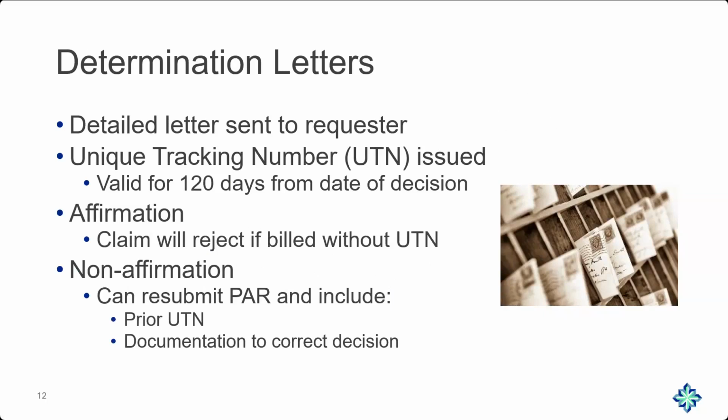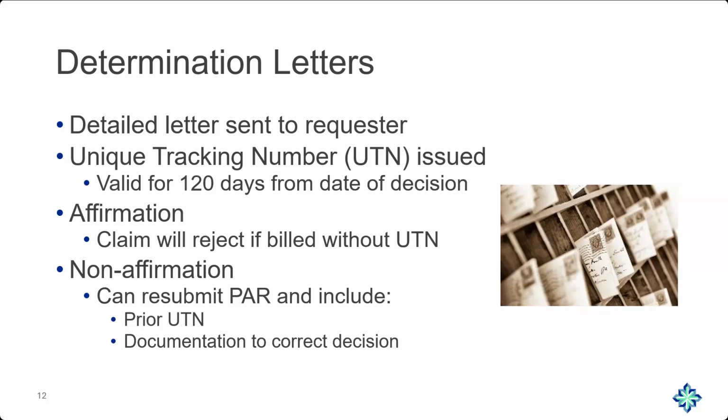The Part A claims processing system, which is known as FIS, the Fiscal Intermediary Standard System, will reject your claim if the UTN is not included. Even if we have that affirmation on file, that UTN has to be on your claim in order for it to process.